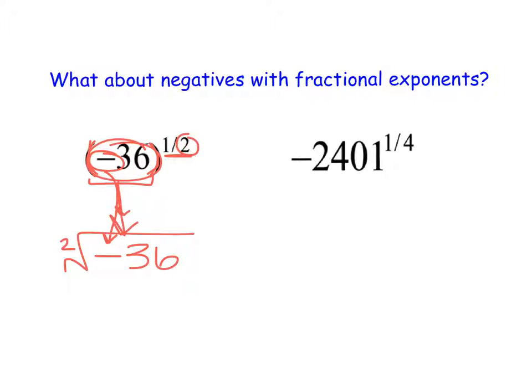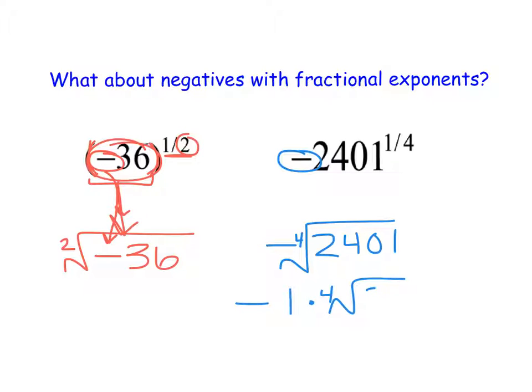If we have a negative number outside parentheses, then that means we have a negative number on the outside of the root. And it really means -1 times the 4th root of 2401. So negative on the outside means -1 on the outside. Negative on the inside means negative on the inside of the root. So as you translate these from fractional exponents to roots, be very careful. The placement of that negative sign communicates where it goes in relation to the root.